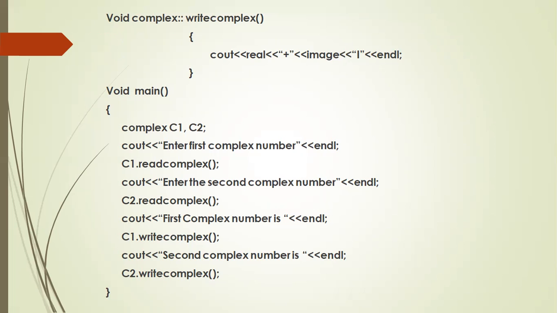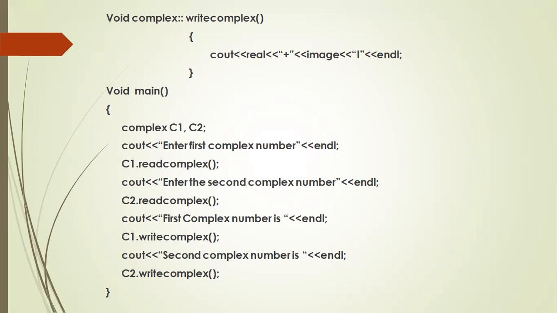Same thing you repeat for the second complex number. Cout: enter the second complex number. Call the read complex function with the C2 object. Now we have inputted two different complex numbers. You display them one by one. To display them, you have to call the write complex function with both C1 and C2. So cout: the first complex number is, C1 dot write complex. Then cout: the second complex number is, C2 dot write complex. Close the function.